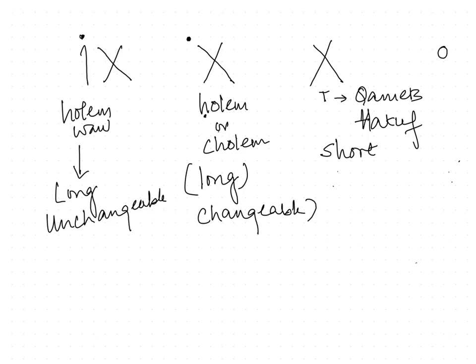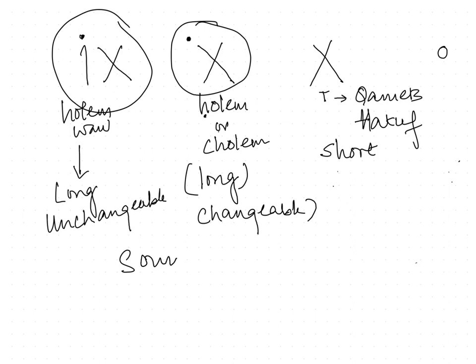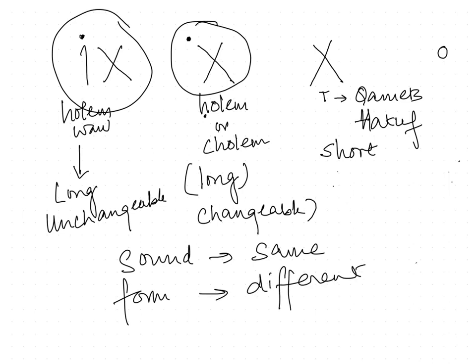Now, what's the difference in the sound? The difference in the sound between a cholem and a cholem vav is none. The sound is the same. Only the form is different. Form is the way it appears in the text. The form is different, but you pronounce it the same. The kametz katuf here is a very short pronunciation of the A.